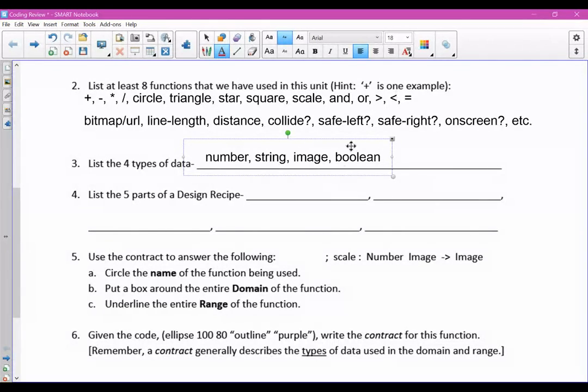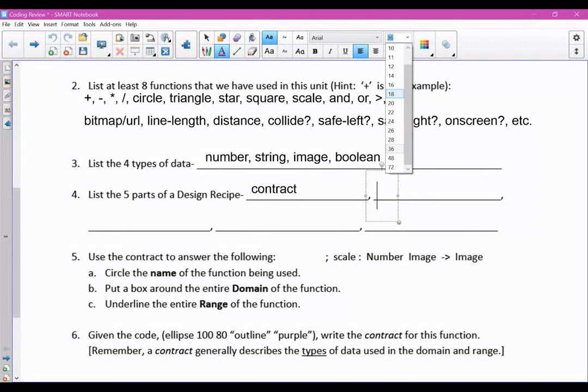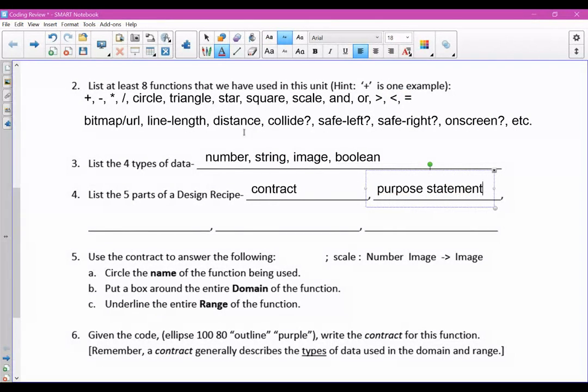All right, then there's 5 parts to a design recipe. And our 5 parts to a design recipe, the first one is telling us the contract. What is the name of the function? What's the domain? What's the range? The second part of our design recipe after a contract was the purpose statement. Told us this function is supposed to blank, add 3, create a circle, whatever it may be.